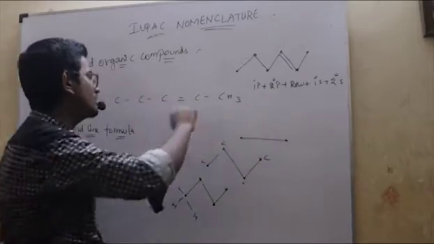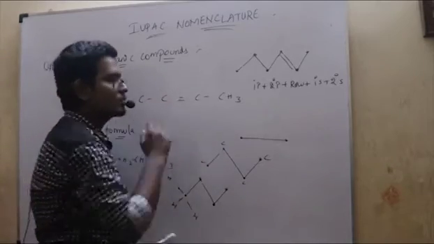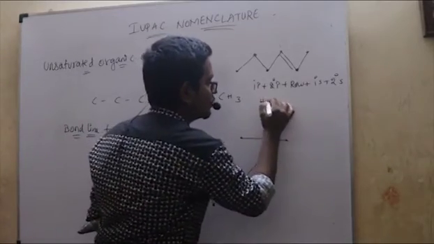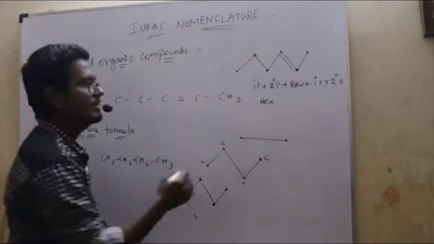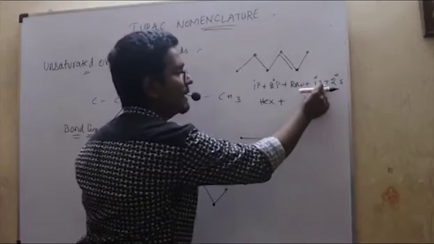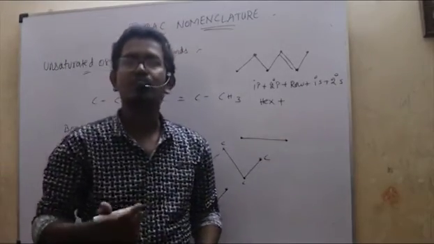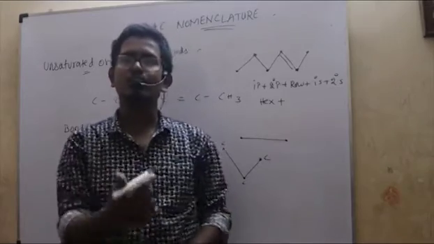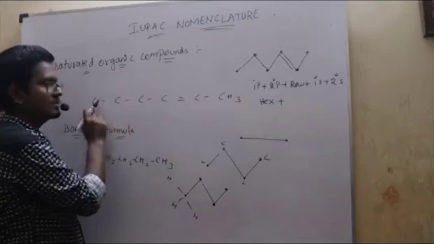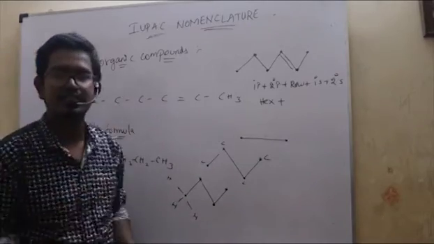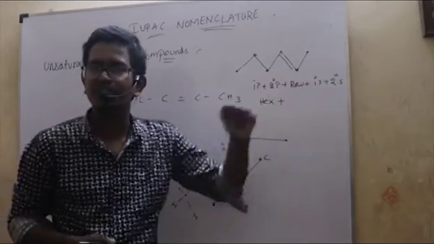And then the root word. What is the root word here? Meth, eth, prop, but, pent, hex. Here 6 carbons are there. That means what is the root word for 6 carbon atoms present in a compound? Hex. And then plus primary suffix. What is the primary suffix? The primary suffix indicates the nature of bonds present between the adjacent carbon atoms. Between the adjacent carbons, how many bonds are present? That is the information our primary suffix gives us.